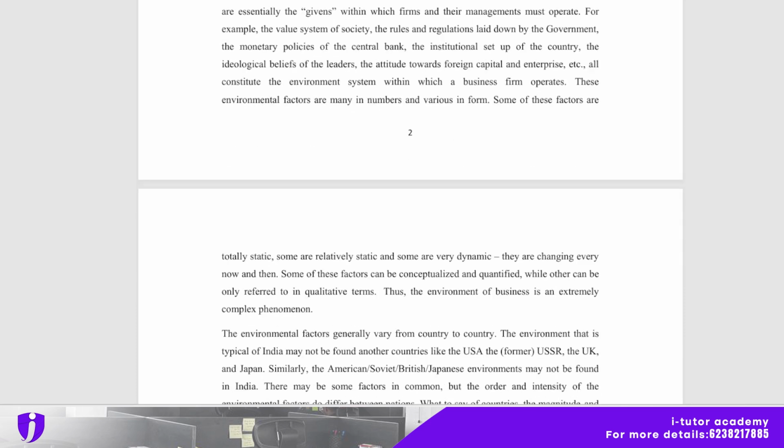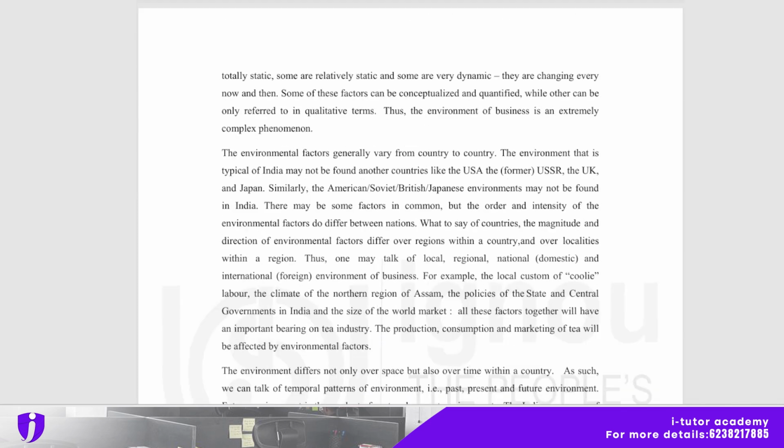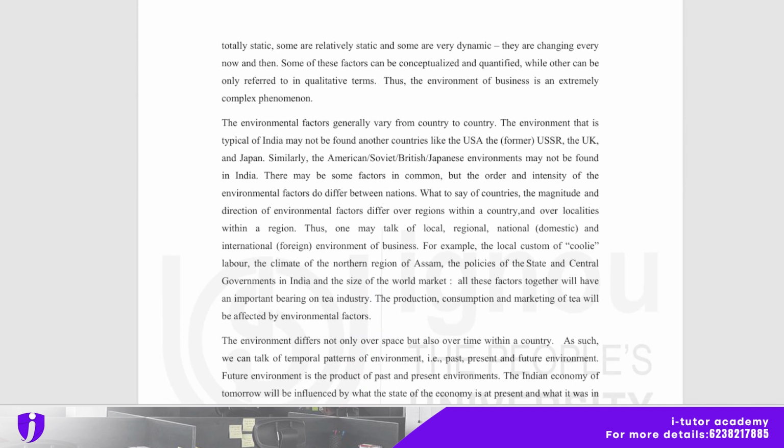These environmental factors are many in number and various in forms. Some of these factors are totally static, some are relatively static, and some are very dynamic. They are changing every now and then. Some of these factors can be conceptualized and quantified, while others can only be referred to in qualitative terms. Thus, the environment of business is an extremely complex phenomenon. The environmental factors generally vary from country to country. The environment that is typical of India may not be found in another country like the USA, the former USSR, the UK, and Japan. Similarly, the American or Soviet or British or Japanese environments may not be found in India. There may be some factors in common, but the order and intensity of the environmental factors do differ between nations.